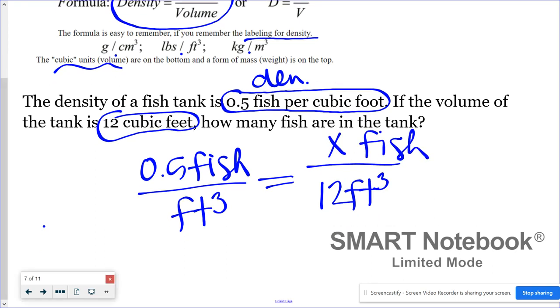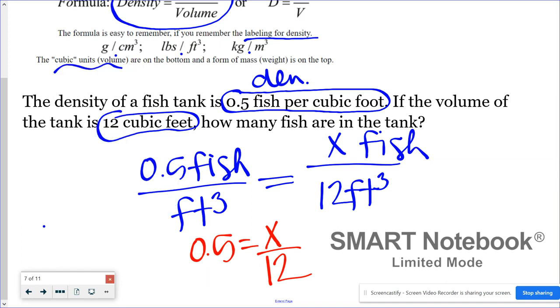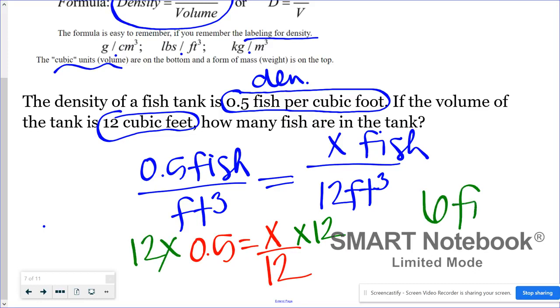Okay, so to write it in a more condensed way, we'd have 0.5 is equal to x divided by 12. And if I multiply both sides of this equation by 12, that will tell me how many fish are in the tank. So 12 times 0.5 is 6 fish.